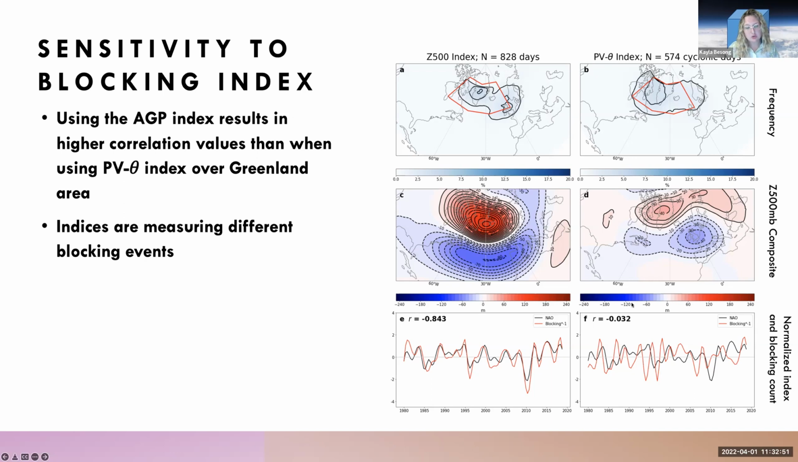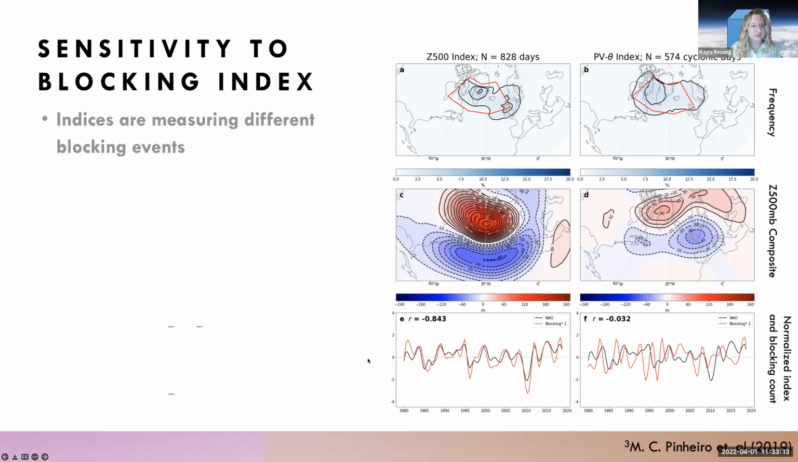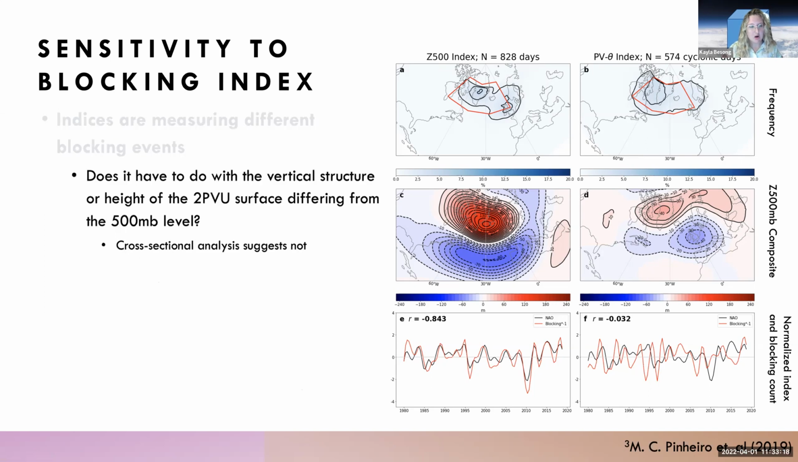And I did include total blocking, and I did even just for PV theta, and I did also consider the anticyclonic case. However, that didn't help the case at all. So again, AGP results getting really high, but even in the PV theta for Woollings, he got a high correlation as well. But we'll talk about that shortly too. So again, we have our indices measuring different blocking events. Why could that be? Does it have to do with the vertical structure or height of the two PVU surfaces versus the 500 millibar level? That was my first thought. The answer is no, after a couple of cross sections.